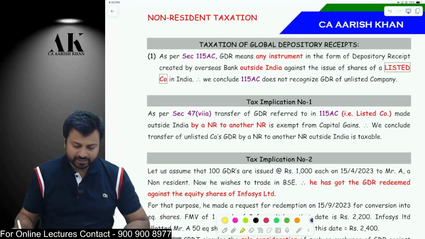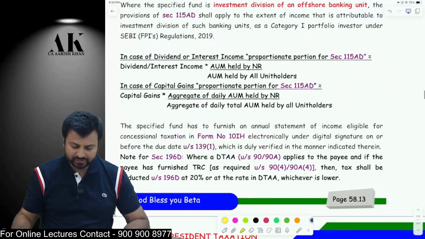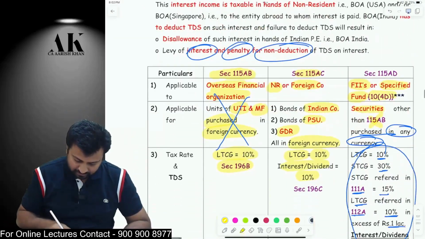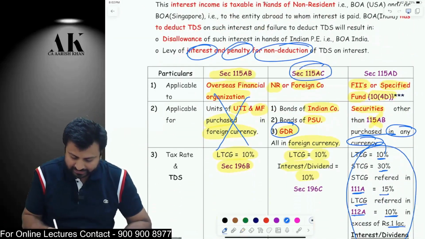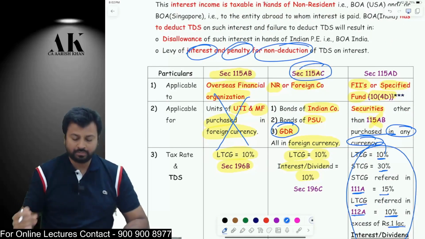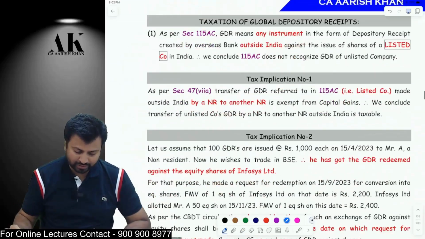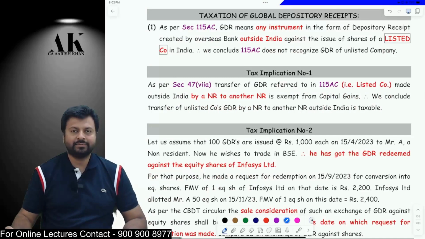Now let's move on with the next part. The next part is the continuation of the section which we have just done, that is 115AC. If you see over here in 115AC, there is one point, that is global depository receipt. Now we are going to talk about the global depository receipt taxability. Okay. So what is the global depository receipt taxability under the income tax law?